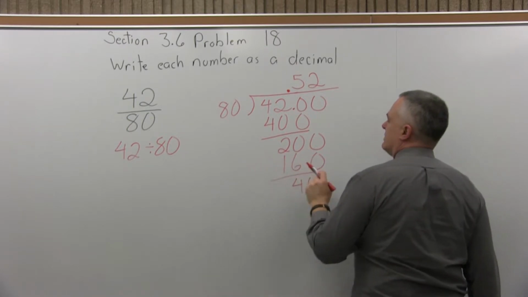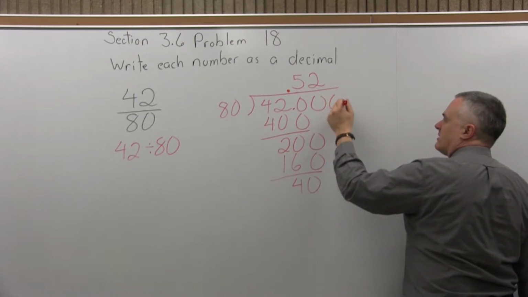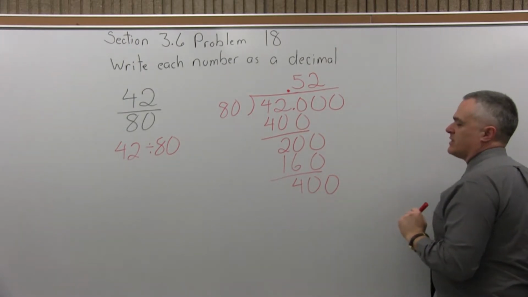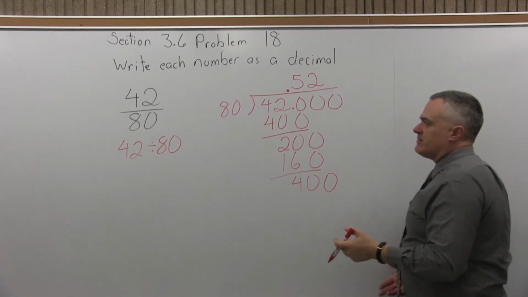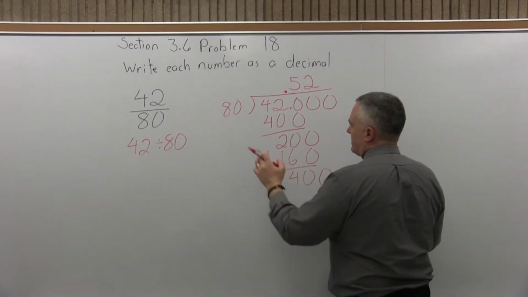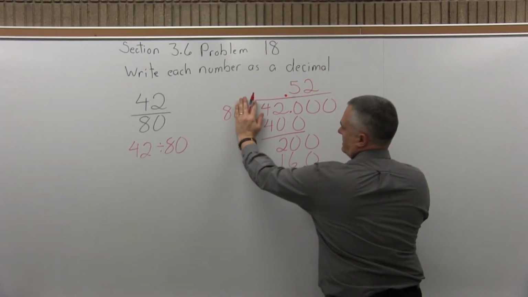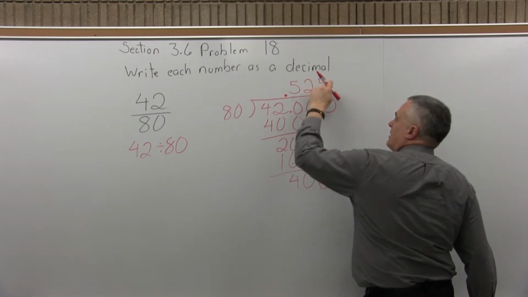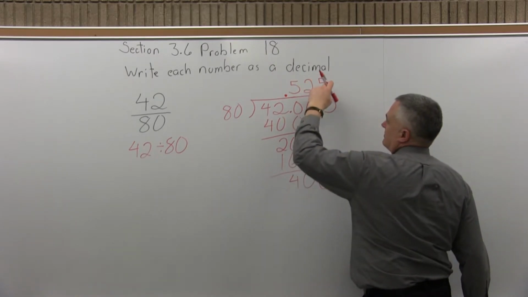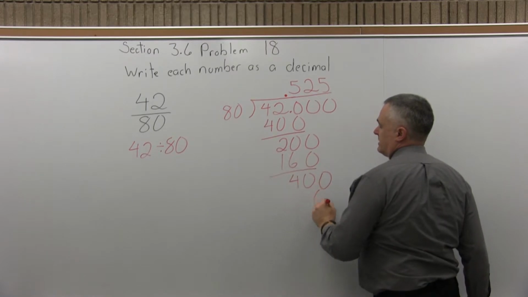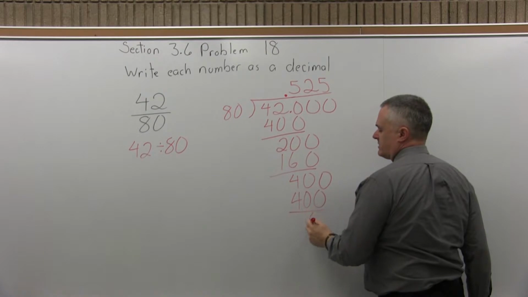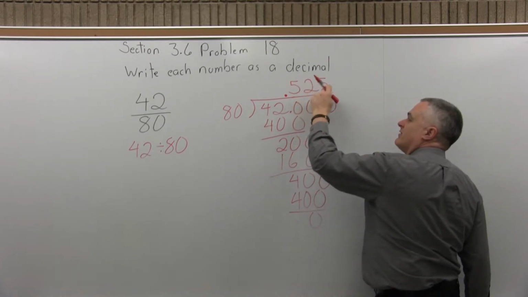2 times 0 is 0, 2 times 8 is 16, and now I have 200 minus 160, that'll be 40. It didn't go in evenly. So same process, put another 0 under the division symbol, bring that 0 straight down next to the 40, it becomes a 400. Now, how many times will 80 divide into 400? Again, these are big numbers, it's hard to estimate, so just cover the last 0 up and divide 40 by 8. It'll go in 5 times. So 5 times 0 is 0. 5 times 8 is 40, and it works. So I have 400 minus 400, which is 0. So the answer is 0.525.